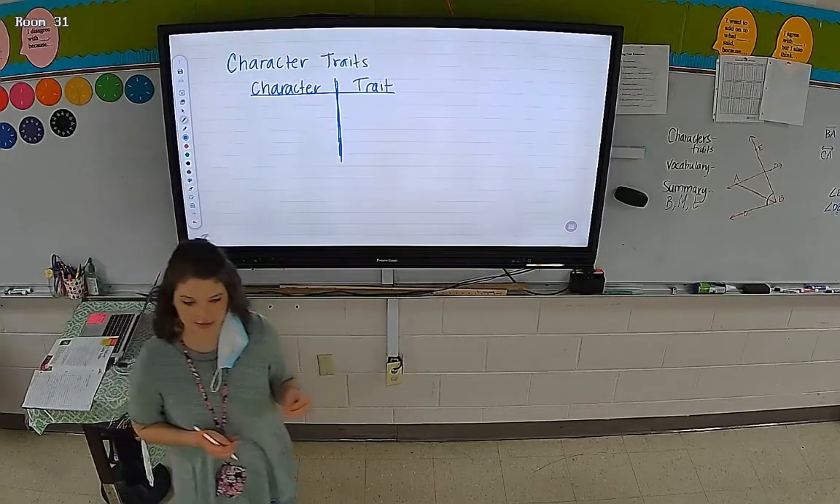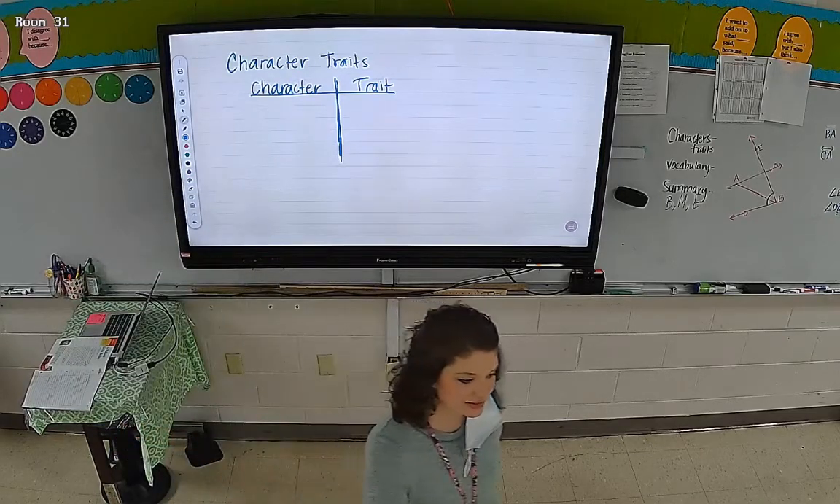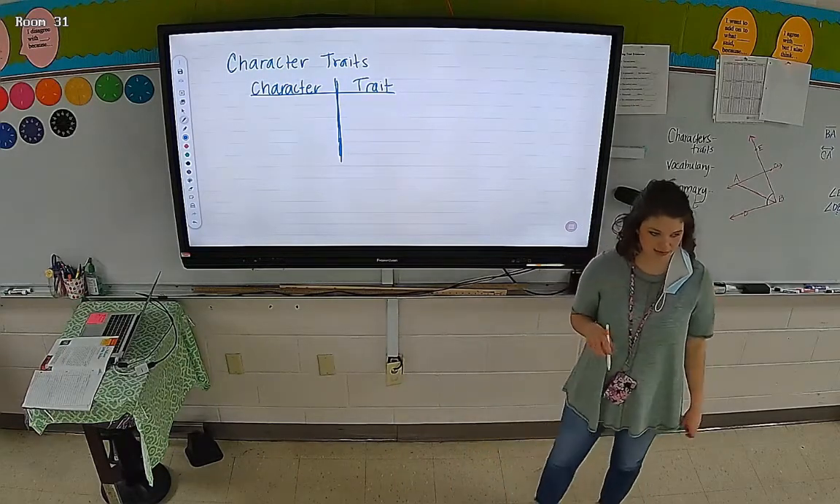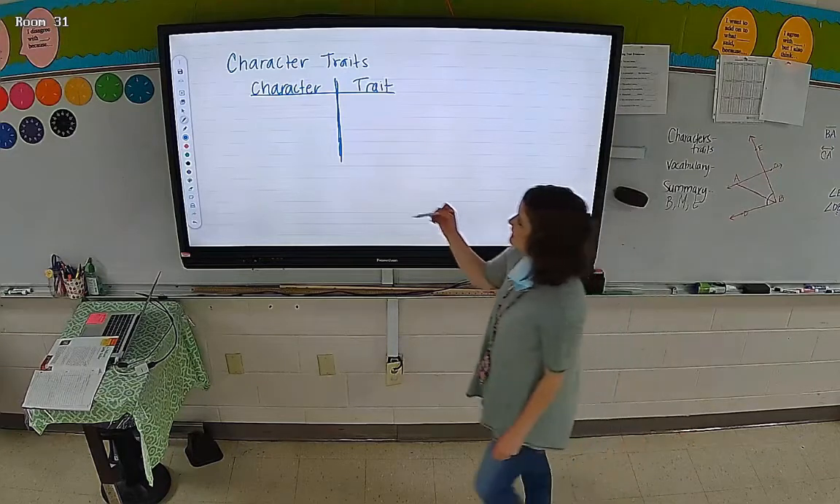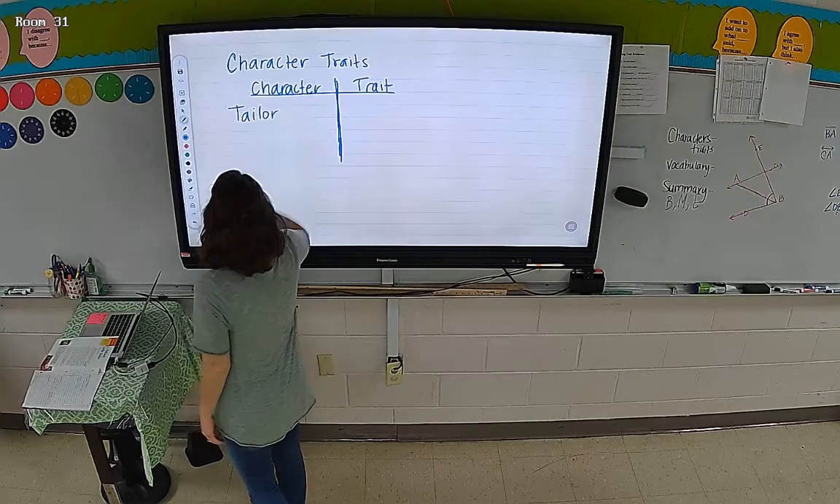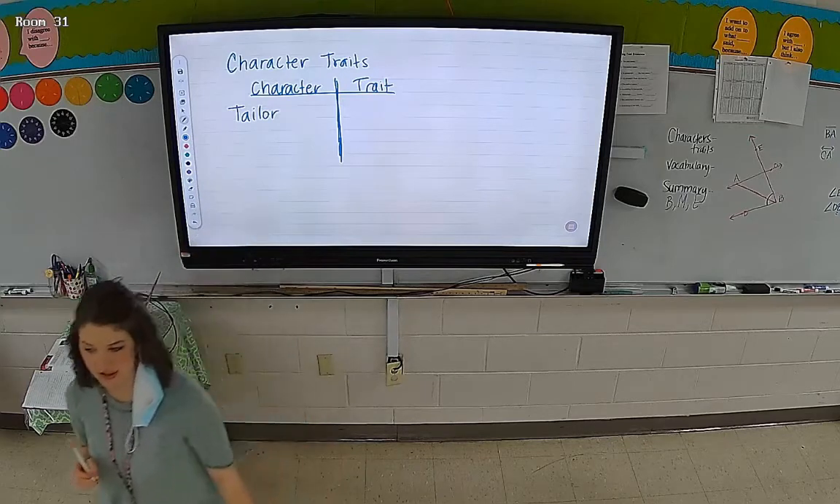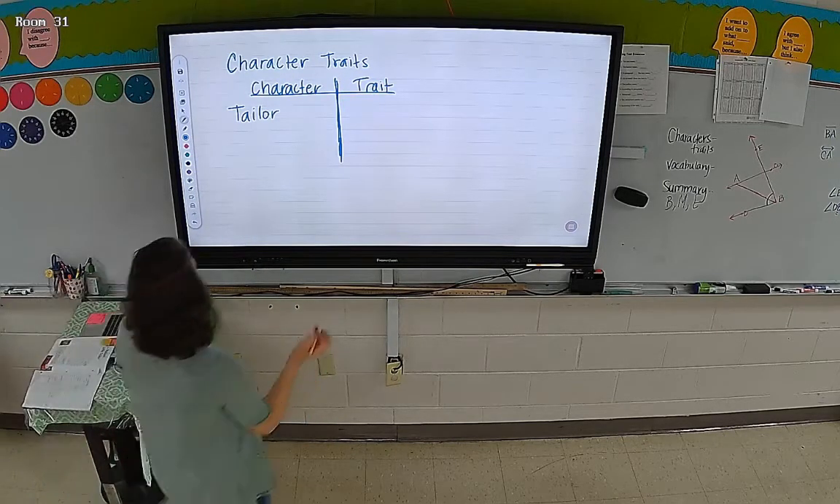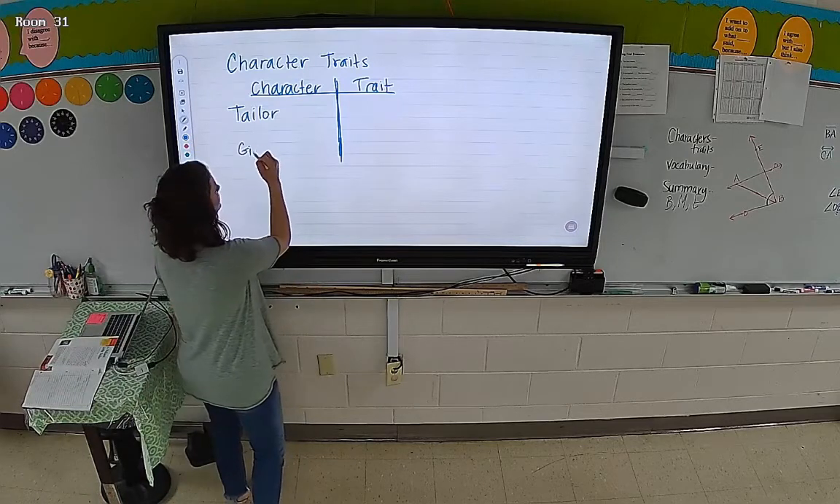need to identify our characters. Who are the characters that are in this text, The Valiant Little Tailor? Who is one of our characters, Macklin? The Tailor. Okay, the Tailor. Everyone needs to write this on their paper. Who's the other character, Annex? The Giant. So skip a line or two and then write the Giant.